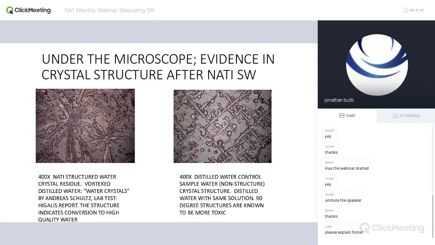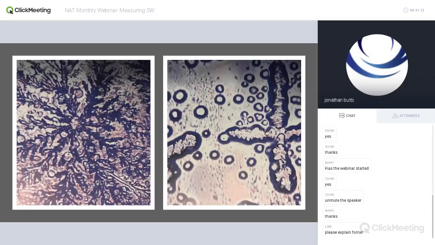So you can actually destructure water back into circles, or you can take really screwed up right angle water and make it into circles, which would improve the structure. So I think the big point here is degree. And here we see a water after it was pumped, and you see the circles.